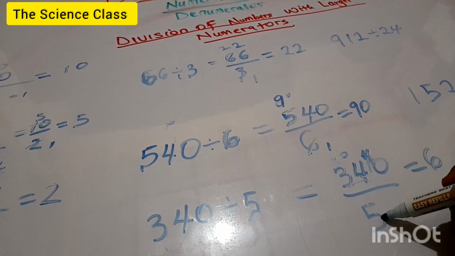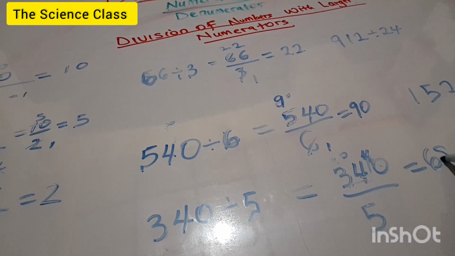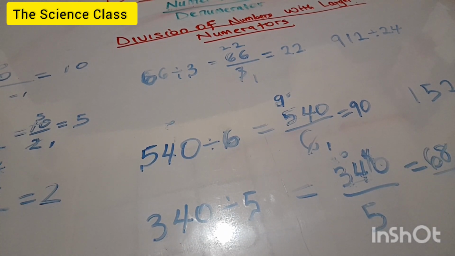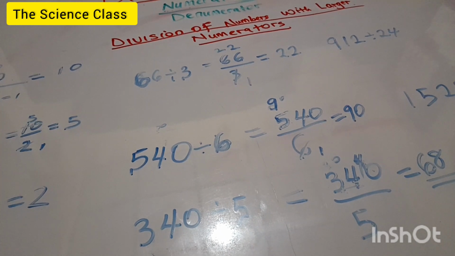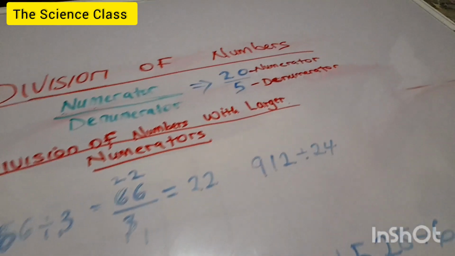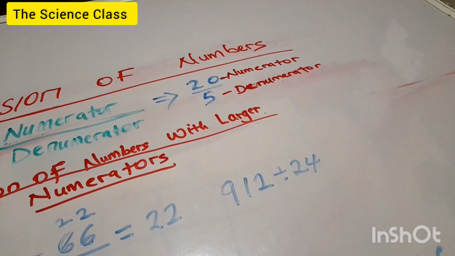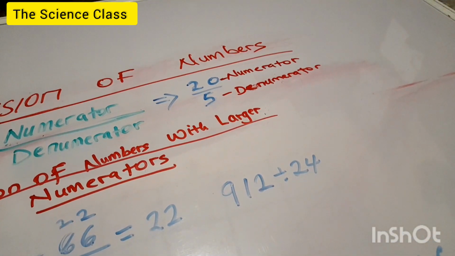So 5 in 40 gives us 8. So this is our answer. 340 divided by 5 gives us 68. All right. So the next example is 912 divided by 24.